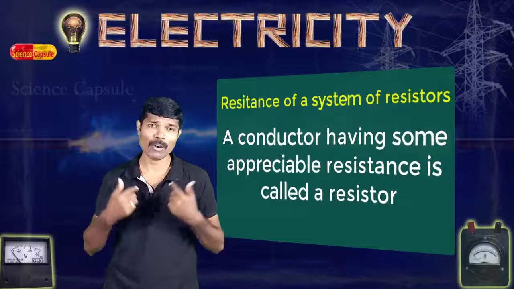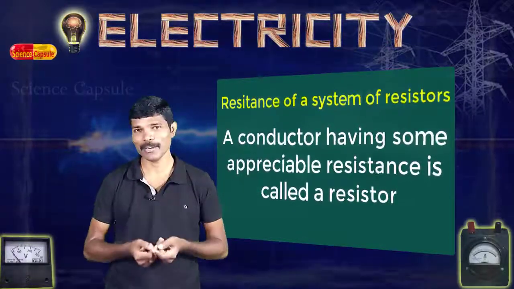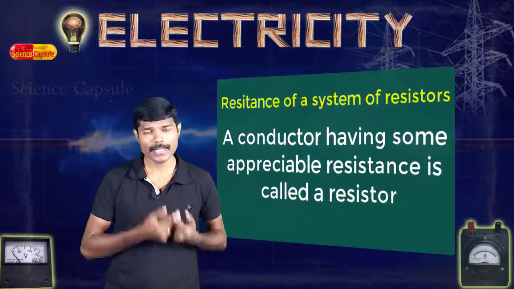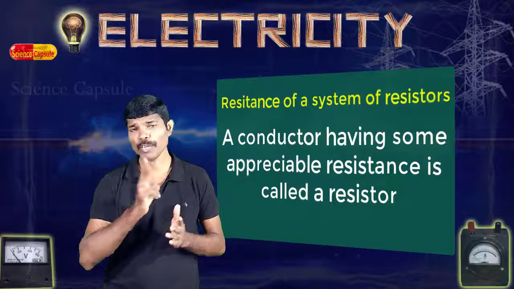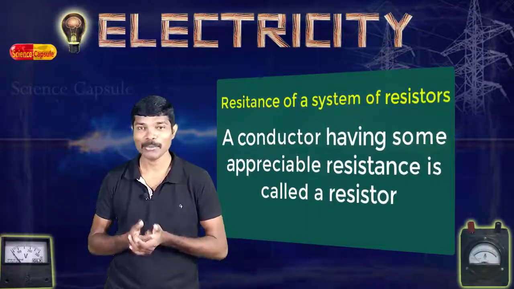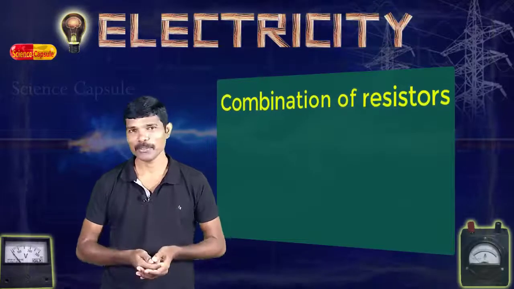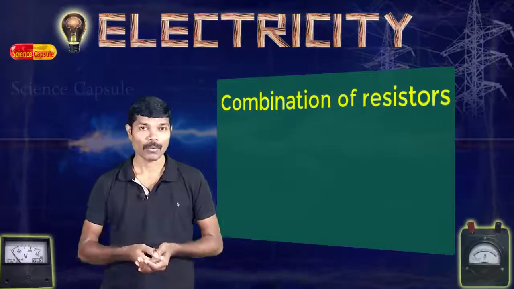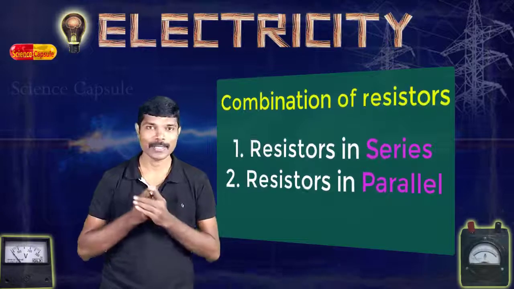This way, the components used in a circuit which offer resistance are called resistors, and these resistors could be combined in different ways. So there are two ways by which the electrical components or the resistors could be combined in an electric circuit. The resistors in a circuit could be combined in two ways. One is resistors in series and the second one is resistors in parallel.